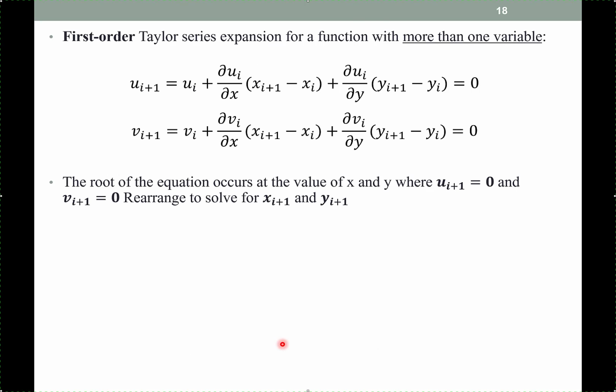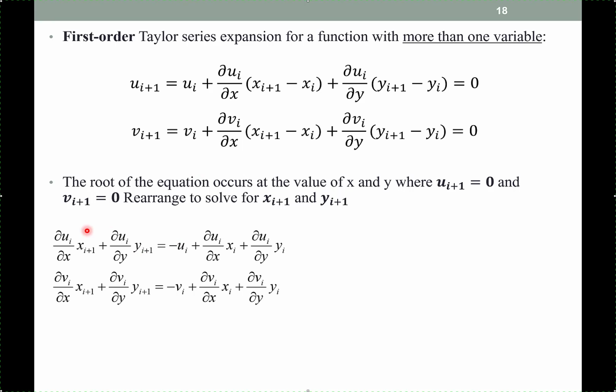We take this function, and then we apply the Taylor series, but this is the Taylor series for more than one variable. So here ui plus 1, which is from the first equation, is equal to ui plus the derivative of ui in terms of x times the step size, plus the derivative of ui in terms of y times the step size in y, equal to 0. Same thing here for the second equation, but instead of u, we have v in this case in the derivative that we see here.